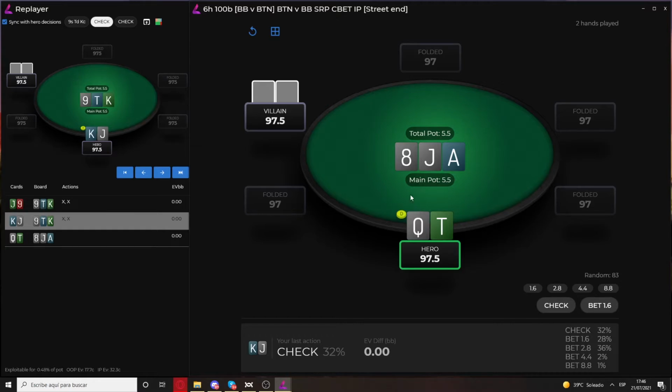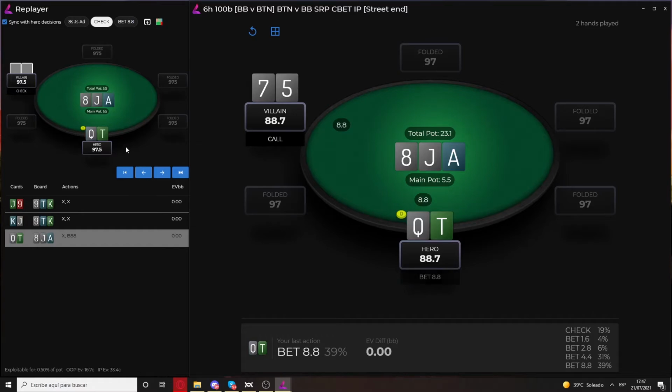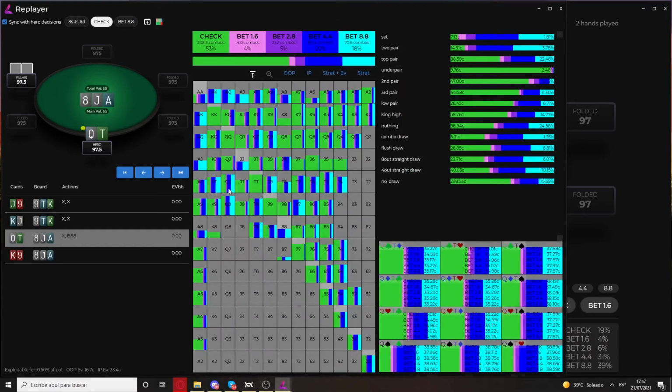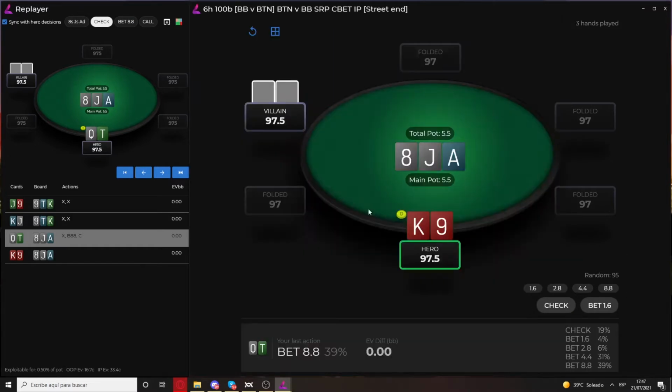What frequency would it be? I would say fairly high, maybe 80 to 90%. I'm going to go with like 85%. Of course, on this board, I think we're going to bet big. That is exactly right. We're betting 81% of the time, and checking 19% of the time with that specific hand, because of all those positive features for bluffing that we talked about.